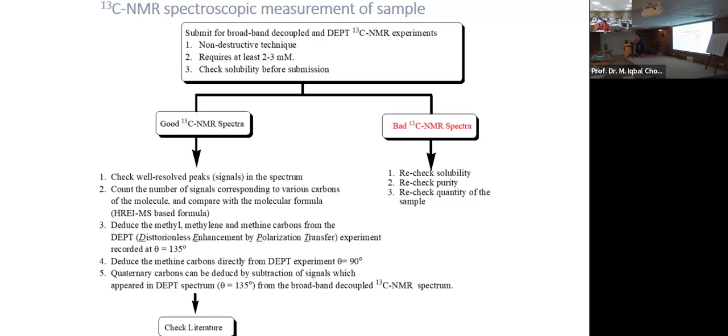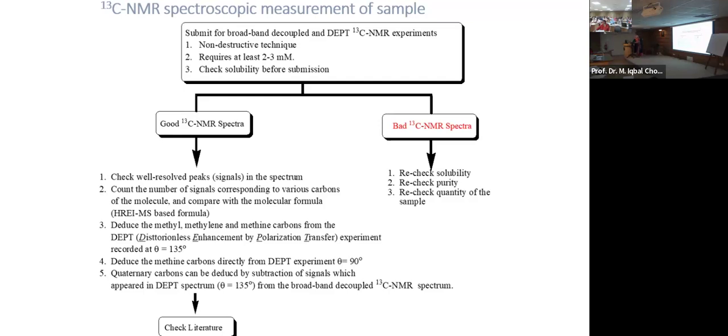Let's check the solubility, the quality. Oh, I did not come to that yet. I am just talking about the good one. I will use the same symbol sometimes for the HNMR. How can I start carbon?